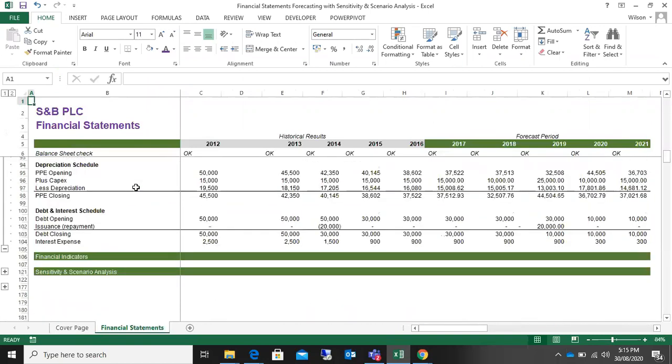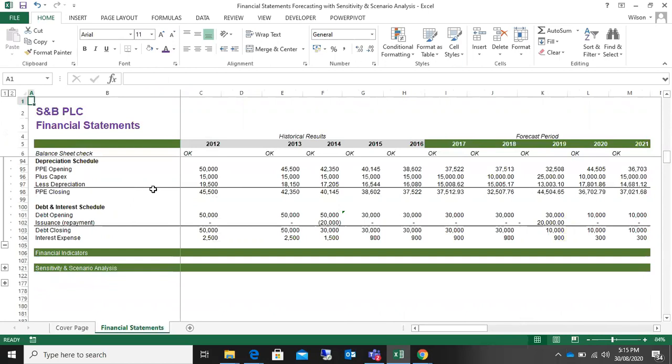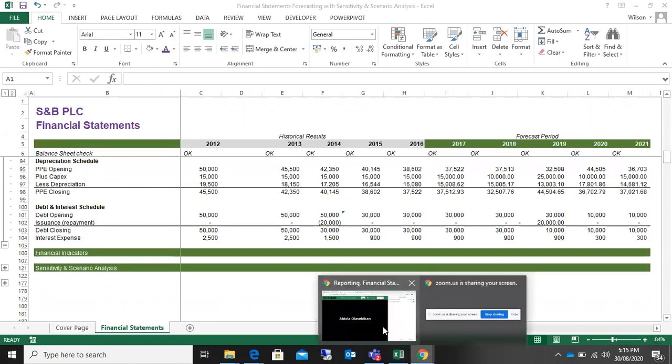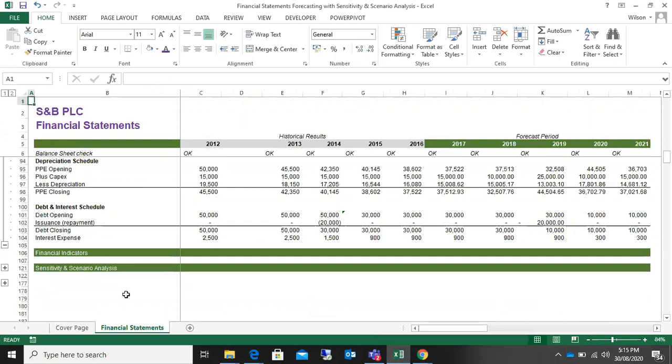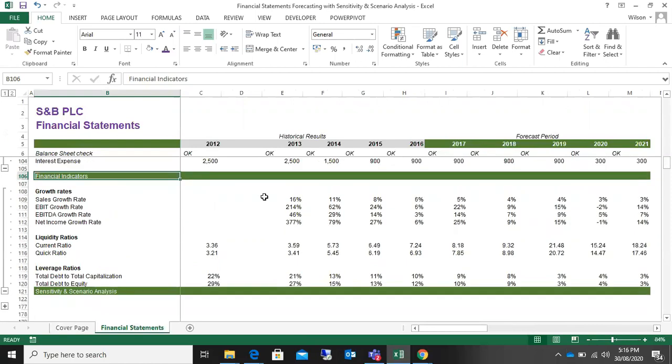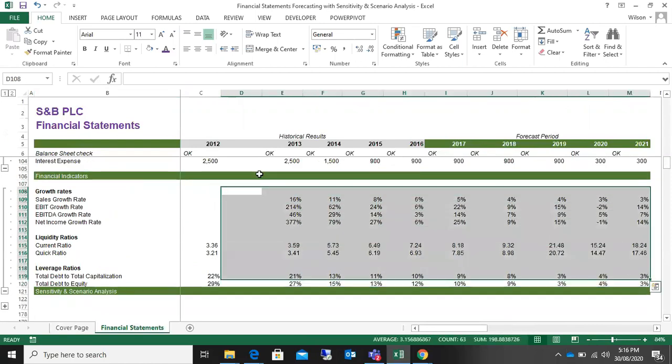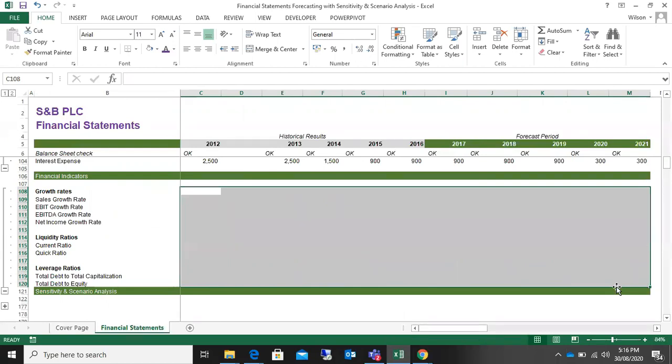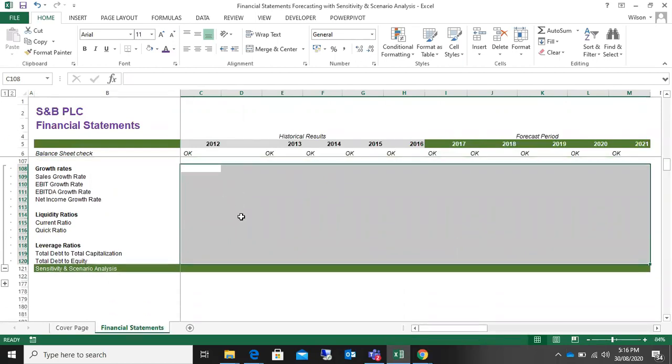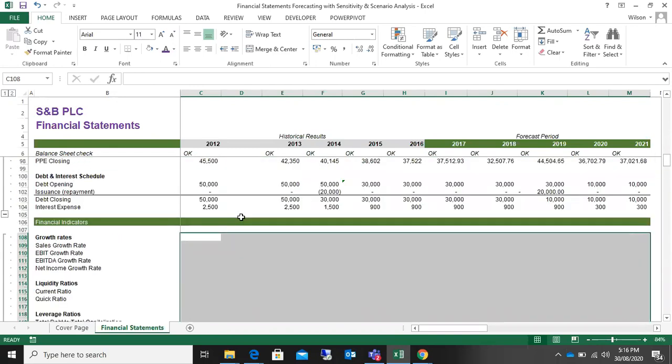Now, if I scroll down, I come to financial indicators. So under financial indicators, I'm simply going to take out all this. I'll send you the unsolved file so that you can actually see how we arrive at these numbers.